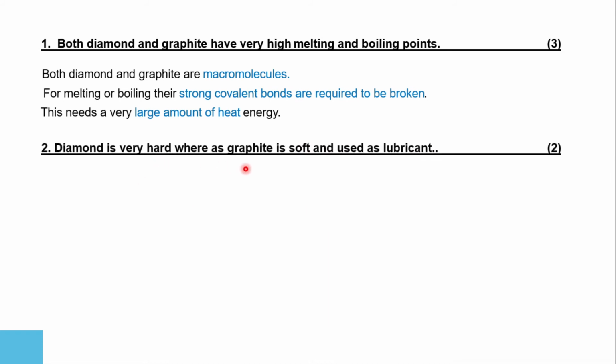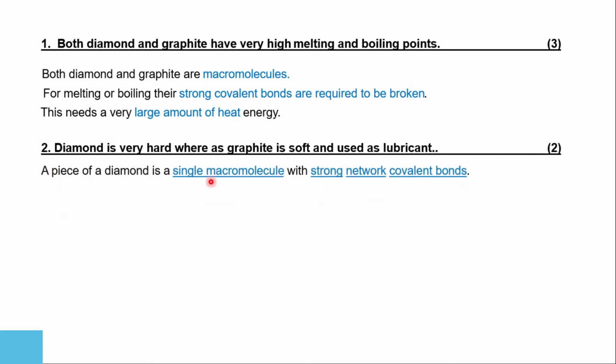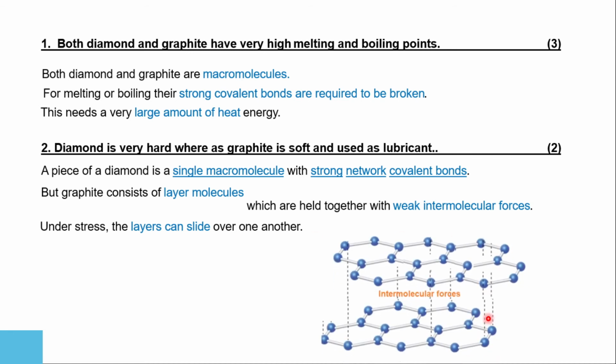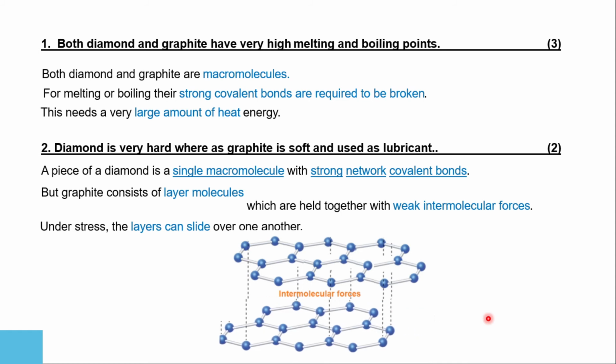Diamond is very hard, whereas graphite is soft and used as lubricant. See here, a piece of diamond is a single macromolecule with a strong network of covalent bonds, whereas graphite consists of layer molecules which are held together by weak intermolecular forces. And under stress, the layers can slide over one another. It is layer to layer, and they can slide.